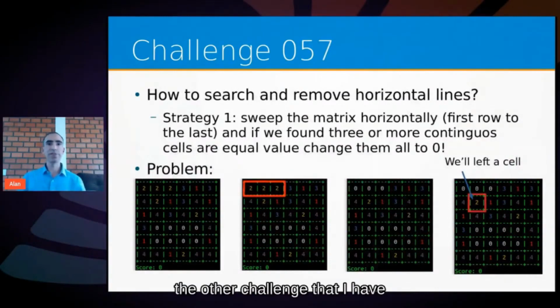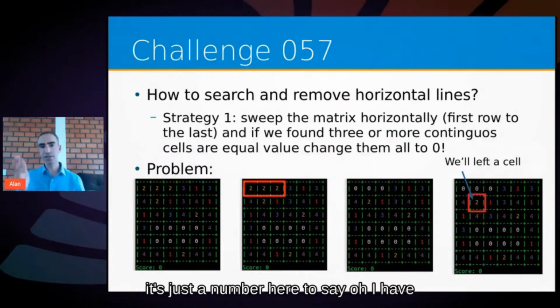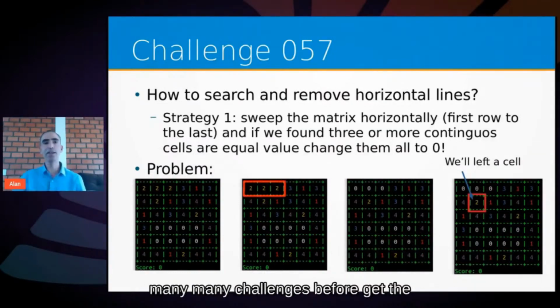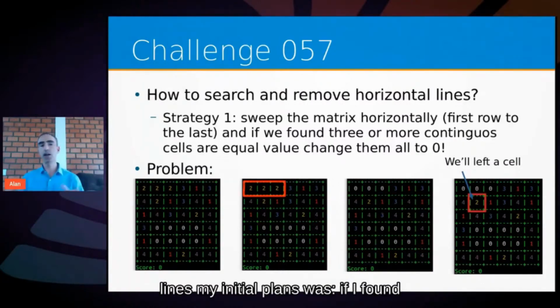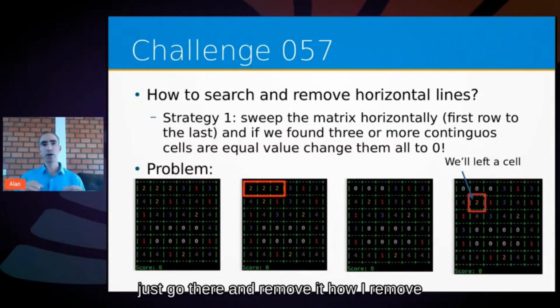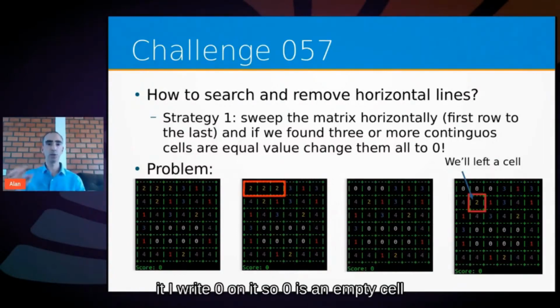The other challenges I won't go into, but I list them just to say that I had many challenges before getting the game done. One in particular was when I started to search for horizontal lines. My initial plan was, if I found a horizontal line of the same blocks, I would just go there and remove it. How do I remove it? I write 0 on it. So 0 is an empty cell.